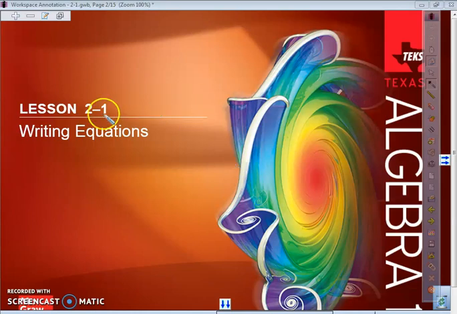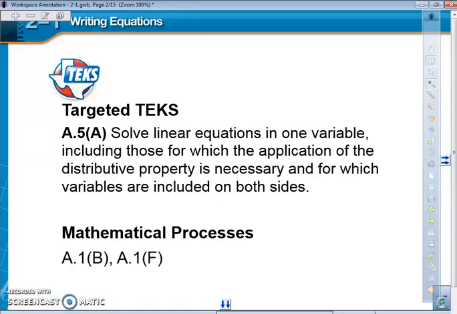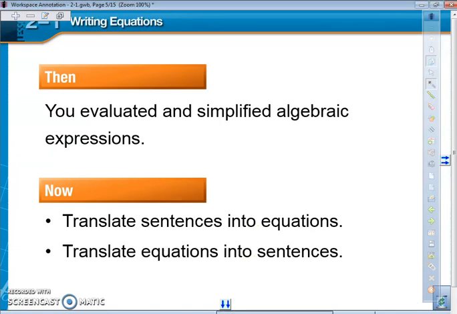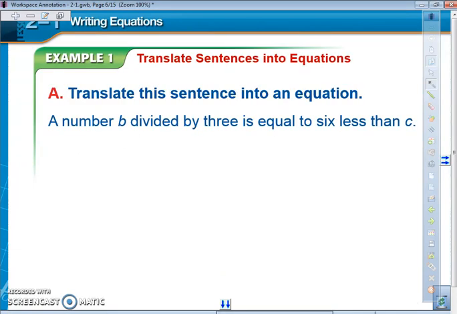Let's get to it. Lesson 2-1, writing equations. We've done some stuff like this already, so this should be a pretty easy section. And actually the next couple are going to be pretty easy because it's going to be just like solving equations and that kind of thing, but we're going to go to writing equations. Before we were just doing expressions. Remember now, equations, they're going to have sentences, they're going to have an equal sign. All right, so we're going to jump back and forth.